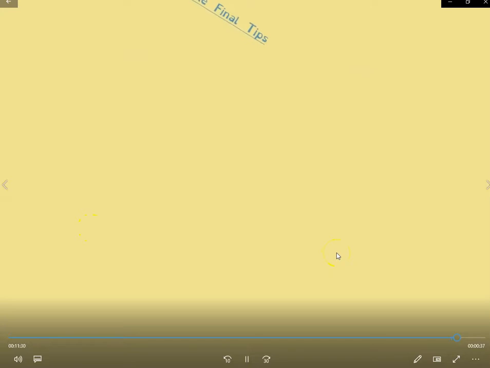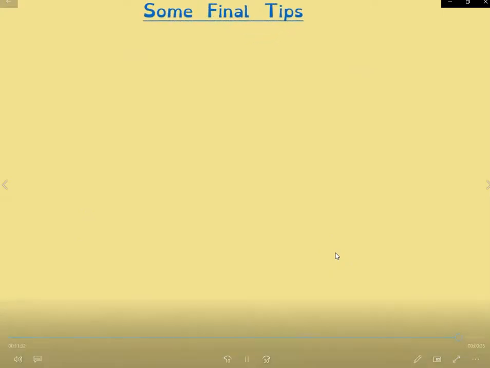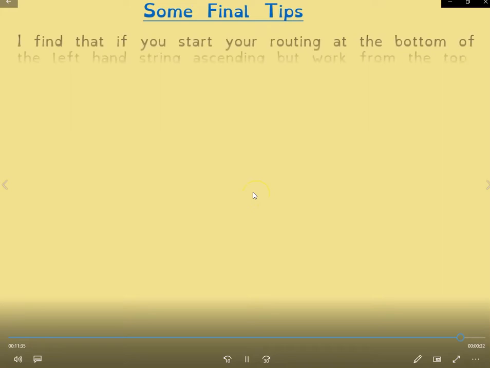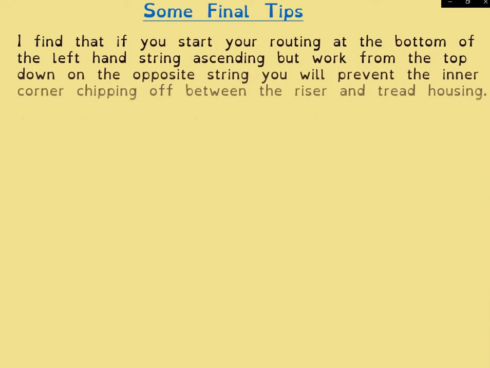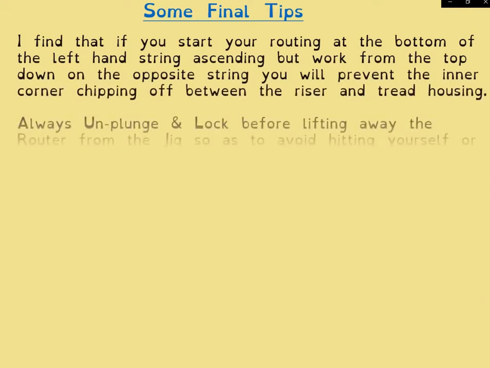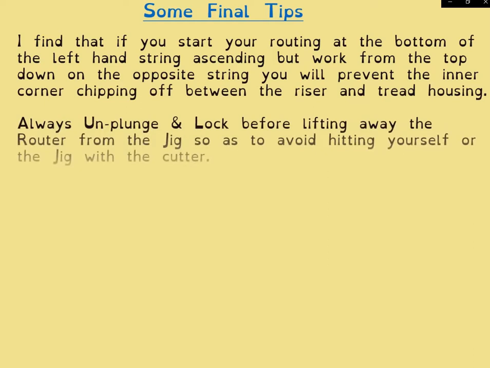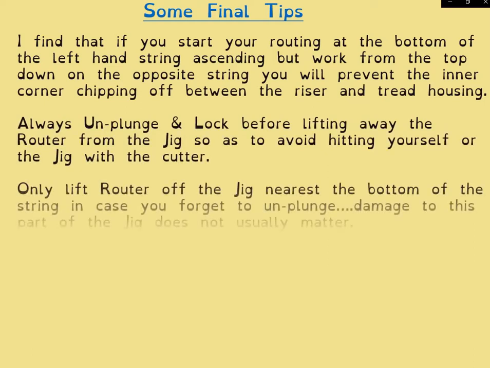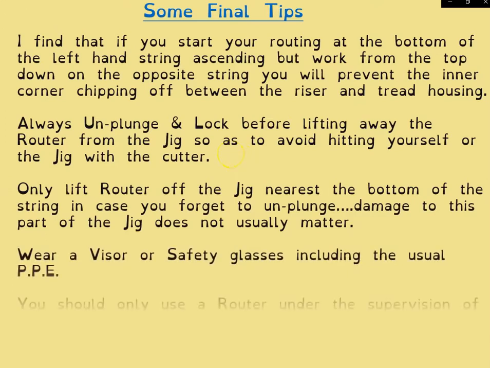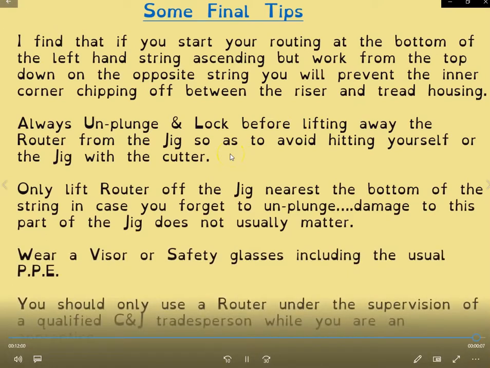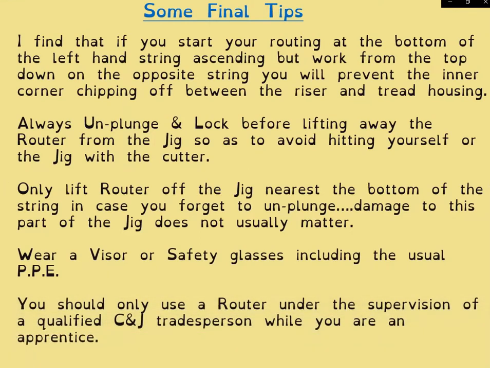Just a few final tips here, lads. I'm making the point that if you start your router at the bottom of the left string going upwards, or ascending, you won't chip off the inner corner between the riser and the going where they meet, because that happens due to the way the bit is turning on the router. The other point is unplunge and lock. As you were shown before, unplunge and lock before you lift away the router, so it can't plunge again accidentally. Make sure you lock it.